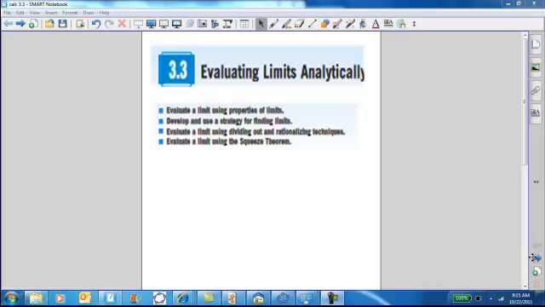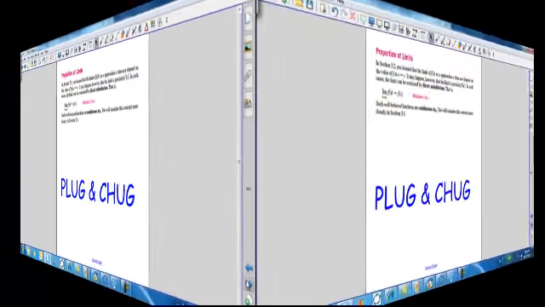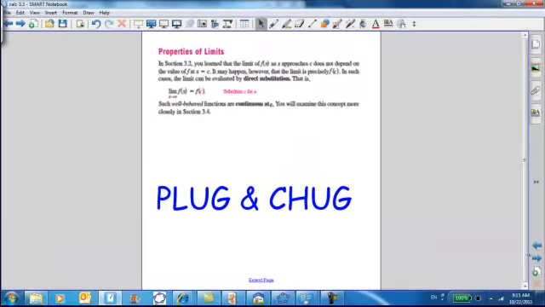Okay, here we are evaluating limits analytically, calc students. And this time we're going to do it instead of with pictures so much, by hand. Here we go, properties of limits. Basically, for a lot of limits, we're just going to evaluate them by direct substitution.